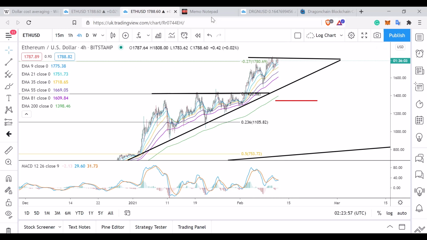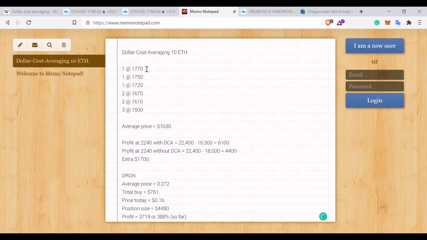So I've done some back of the envelope calculations. As I say, 1770, 1750, 1720, 1670, 1610 and 1500 were the entry levels, and I've also weighted it so that the best positions are the most frequent. So you're buying your most Ethereum, if you wanted to buy 10 Ethereum, you'd buy the majority at the best possible price. Maybe you get 4 or 5 of them filled, and that's still better than having them all filled at 1770. Notice the current price is 1786 or so, so we're just about to theoretically get that one filled.